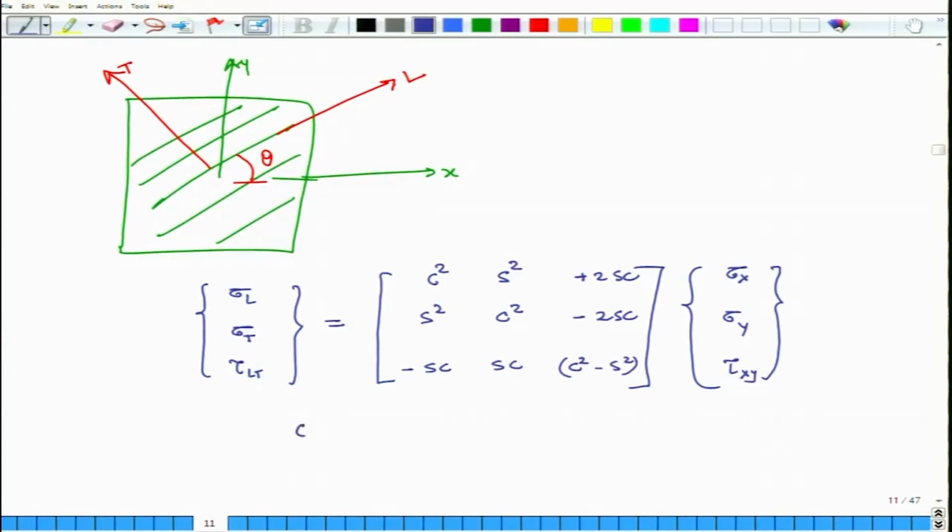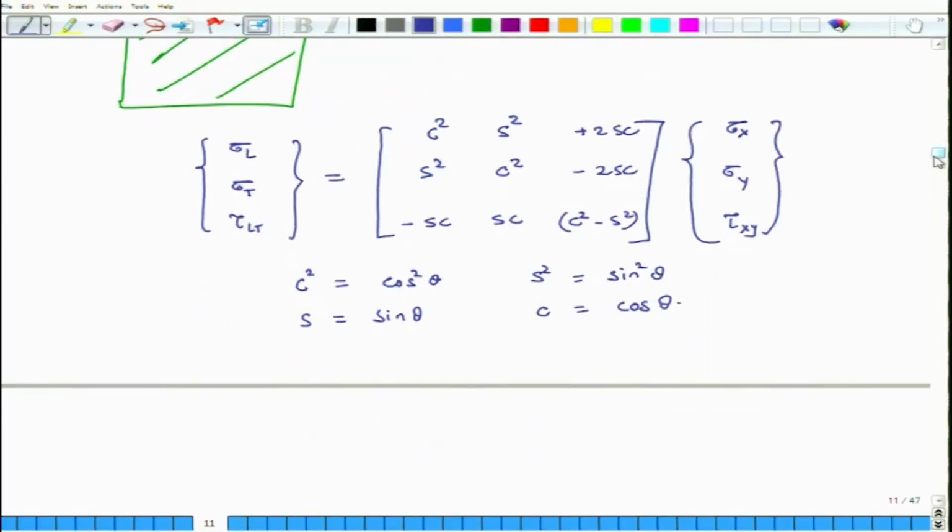And what is c square? So, c square means cosine square theta, s square means sine square theta, and same thing, s means sine theta and c means cosine theta. So, the point is, if I know sigma x, sigma y, tau xy, then I can calculate sigma L, sigma t and tau lt if theta is known. Okay, I can calculate these things.